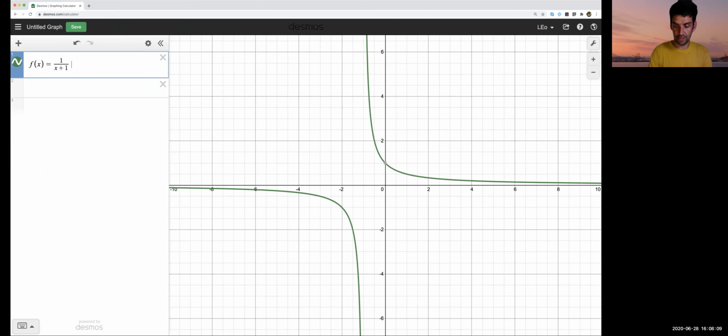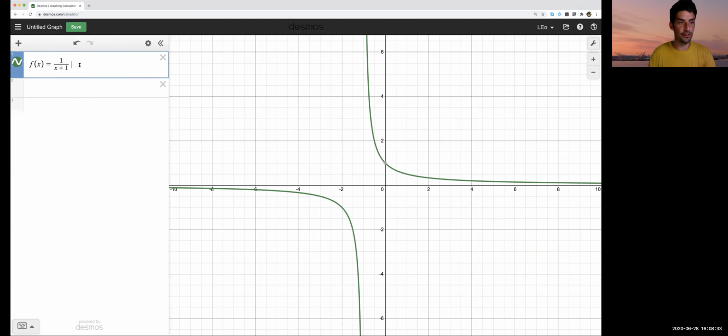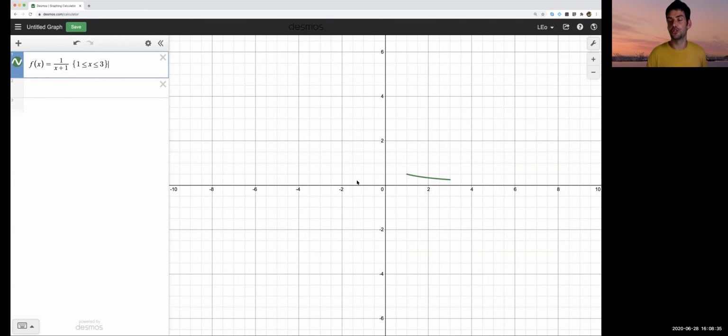I can restrict it to just the values I wanted. Remember, we were looking at x between 1 and 3. So I'm just typing in that less than sign and typing equal after gives me the less than or equal to. So notice now that graph, right? First it showed everything, but when I put in this little restriction, we get that.